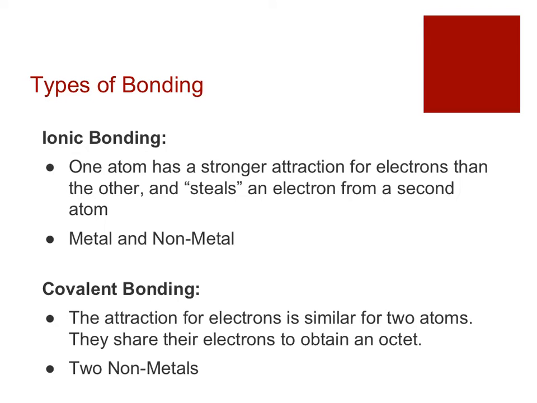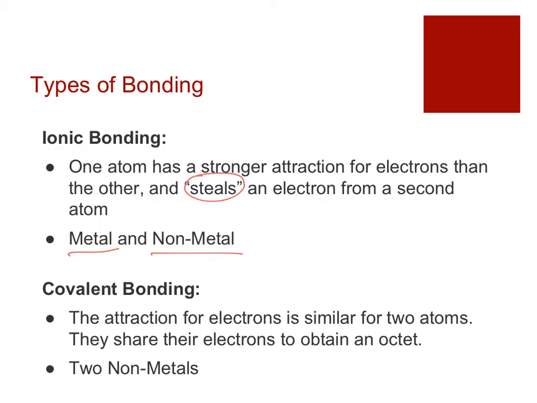There are two main types of bonding, ionic bonding and covalent bonding. In ionic bonding, one atom has a stronger attraction for electrons than the other and will steal an electron from the second atom. This is always between a metal and a nonmetal.